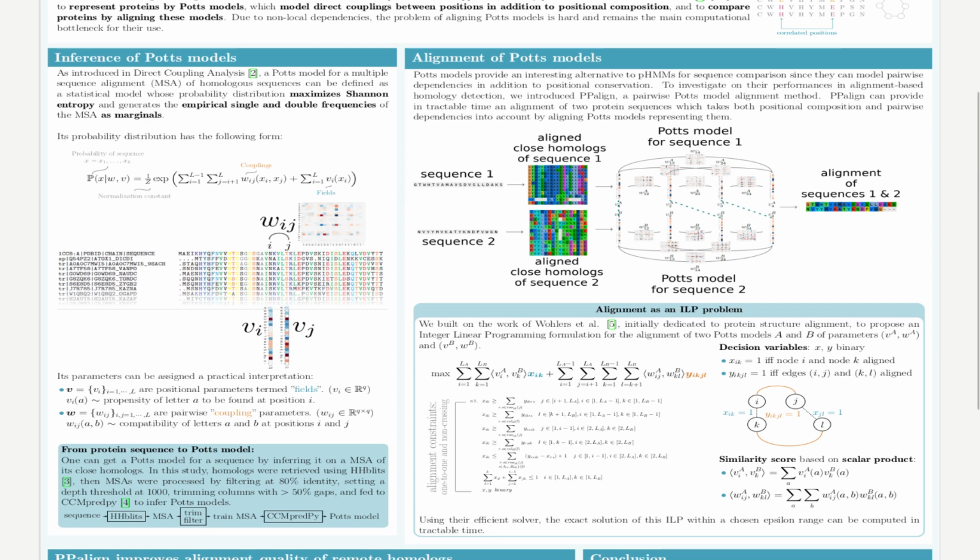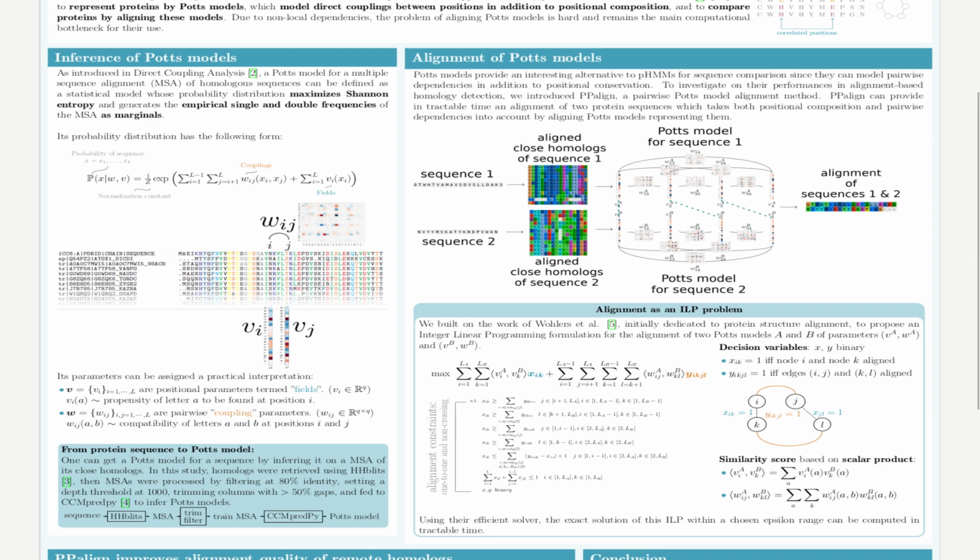The probability of a sequence which is the same length as the multiple sequence alignment is a normalization constant times the exponential of a sum of parameters evaluated at each letter of the sequence.